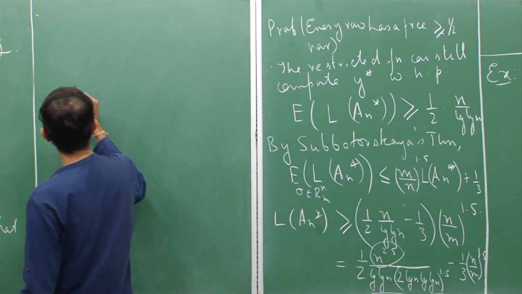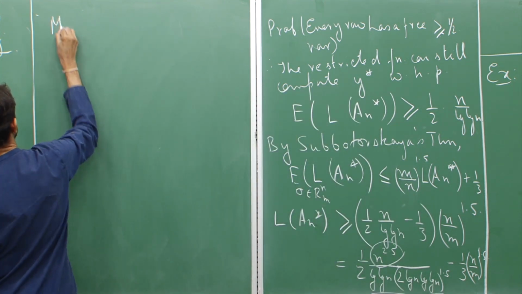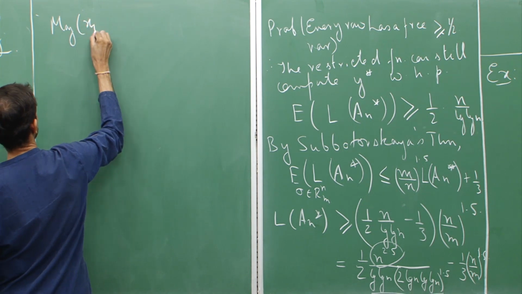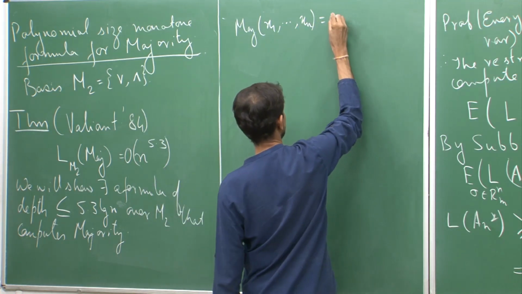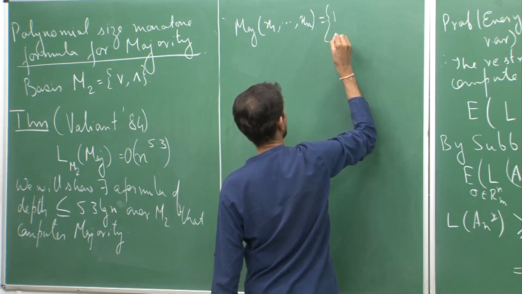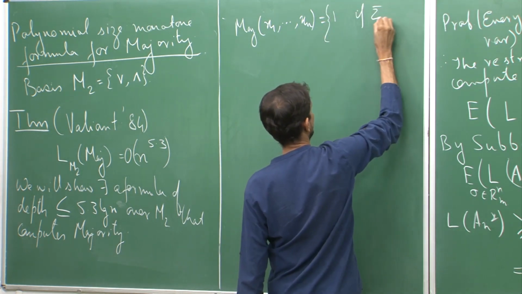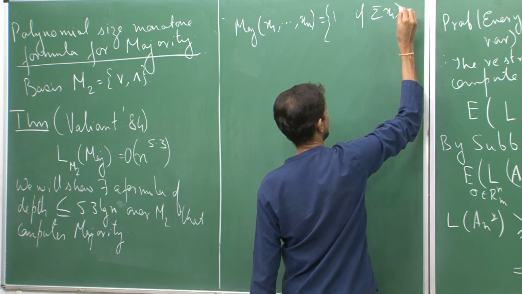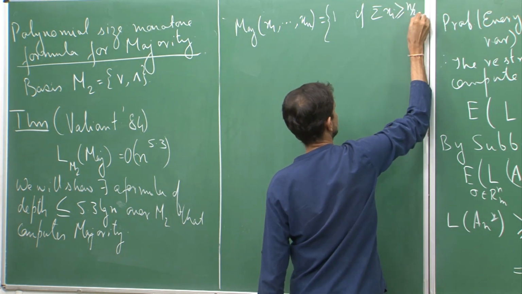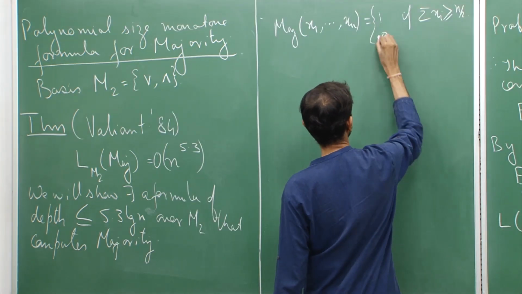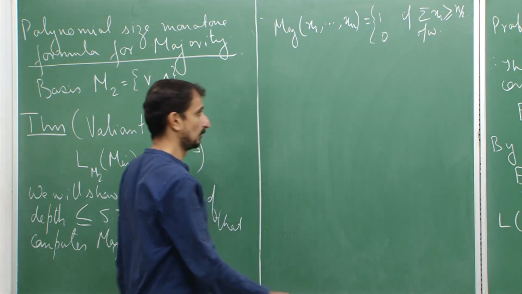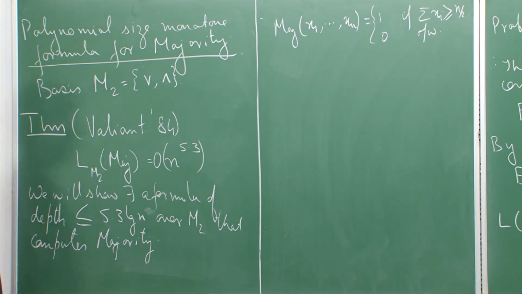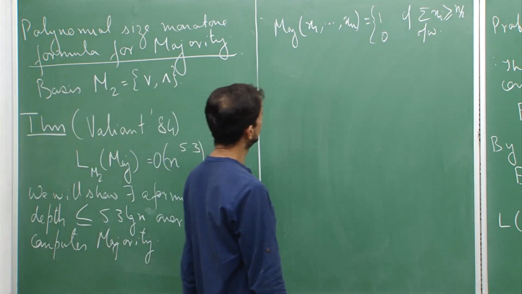Let me quickly recall what the majority function is. Majority of x1 to xn is equal to 1 if the sum of xi is greater than n by 2, and it is equal to 0 otherwise.